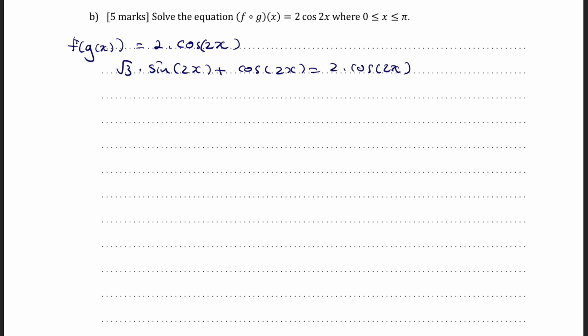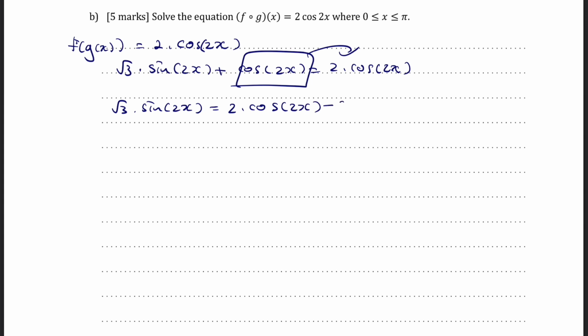Okay, so we are first going to start this question by simplifying it. We're going to move the cosine 2x to the other side. So we have square root 3 times sine 2x equals 2 times cosine 2x minus cosine 2x.